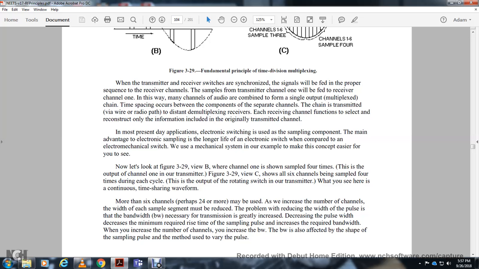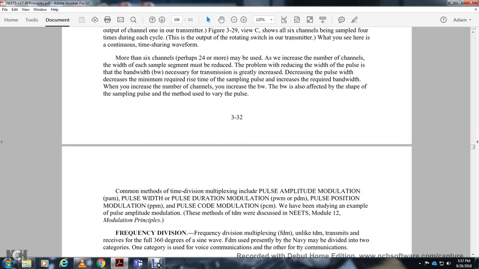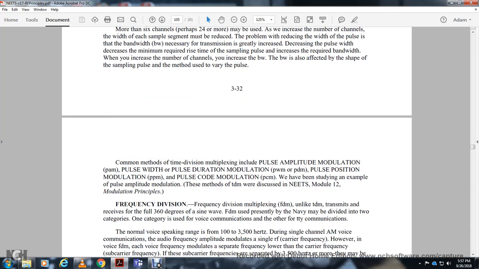The method used varies with the pulse. Common methods of time division multiplexing are pulse amplitude modulation, pulse width or pulse duration modulation, pulse position modulation, and pulse code modulation. We have been studying an example of pulse amplitude modulation. The methods of time division multiplexing are discussed in Module 12, Modulation Principles.